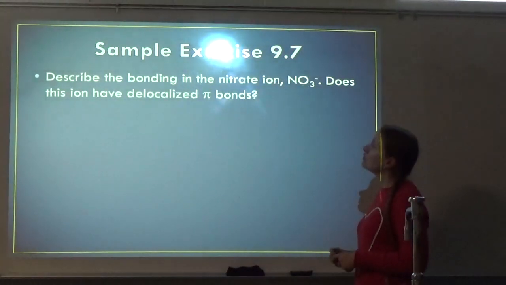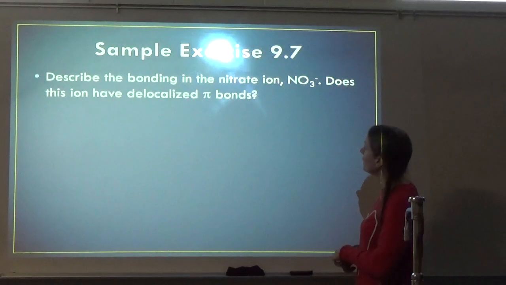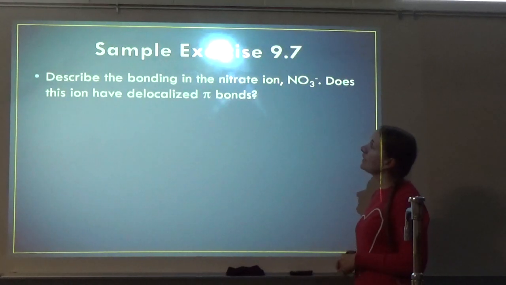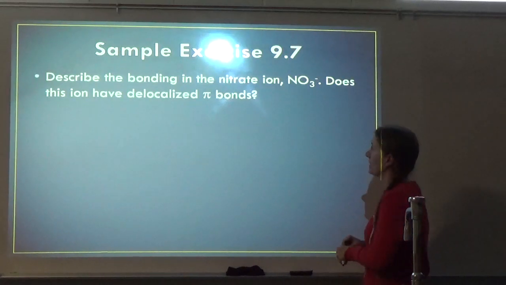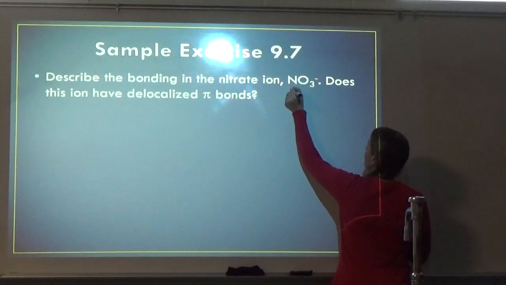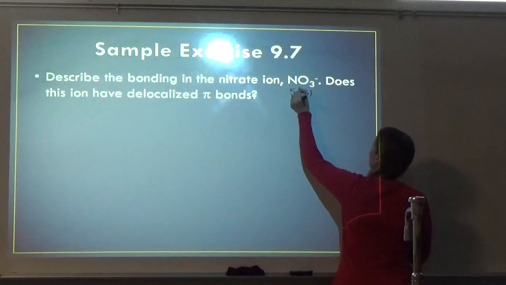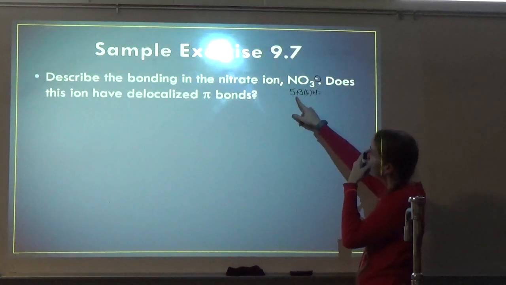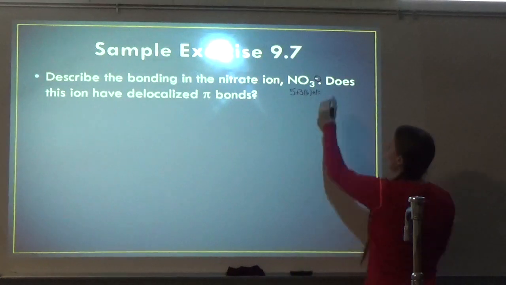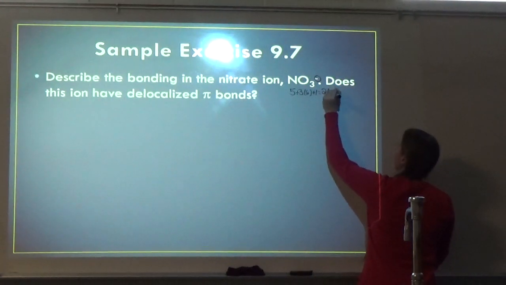So it says, describe the bonding in the nitrate ion, NO3 negative. Does this ion have delocalized pi bonding? Okay, so first thing I would need to do is draw it. So N has 5 valence electrons, O has 6 times 3, and the -1 means plus 1 more. So I have 18 plus 5, which is 23, plus 1 more, which is 24 valence electrons.